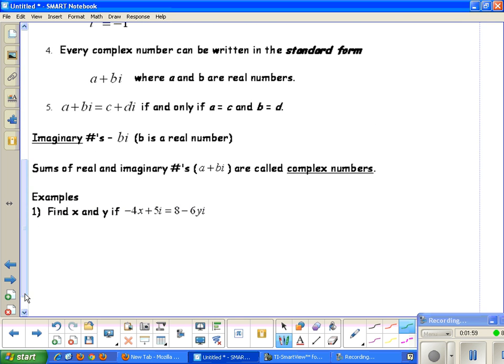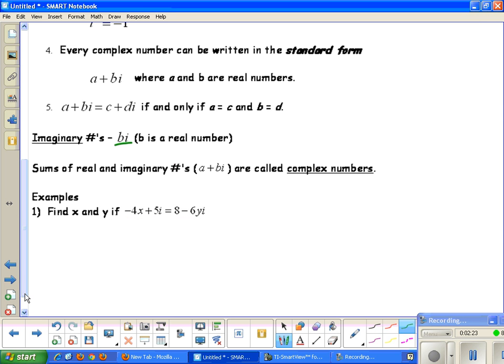So let's go ahead and take a look at imaginary numbers again. Remember that bi is an imaginary number where b is the real coefficient of the number, but since there's an i, that makes it imaginary. And also remember that these are called complex numbers. If we wanted to solve an equation such as this, negative 4x plus 5i equals 8 minus 6yi, and I'm trying to solve for y.